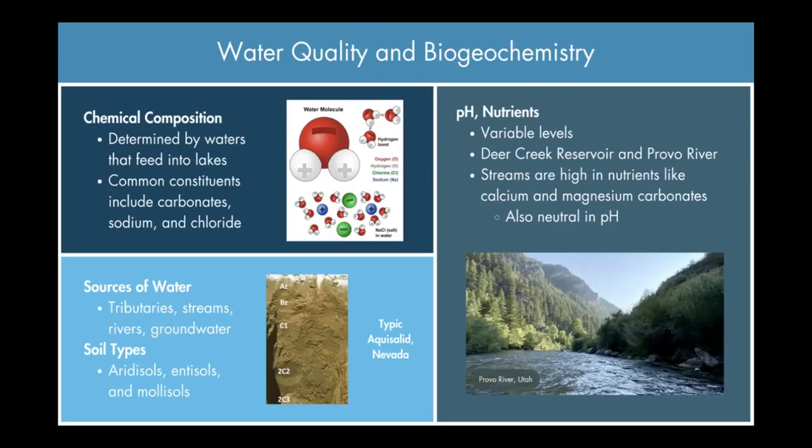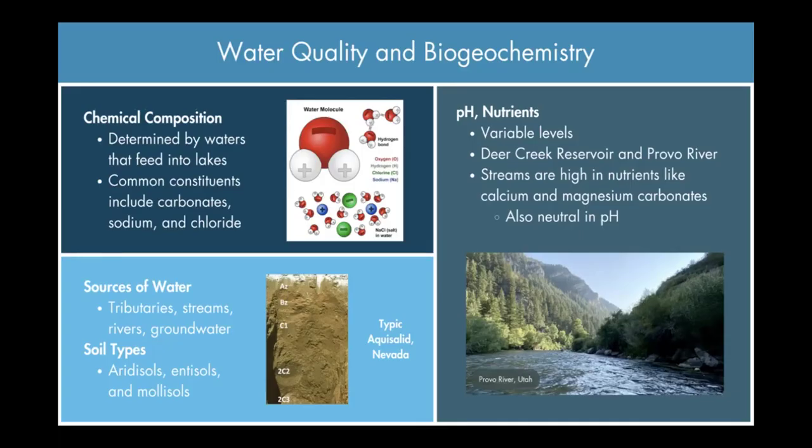Chemical composition is determined by waters that feed into lakes, constituents including carbonates, sodium, and chloride. Water sources include tributaries, streams, rivers, and groundwater. The most common soil types here are aridisols, entisols, and mollisols. The soil pictured here is an aridisol called Typic Aquisalid in Nevada. There are variable pH and nutrient levels.